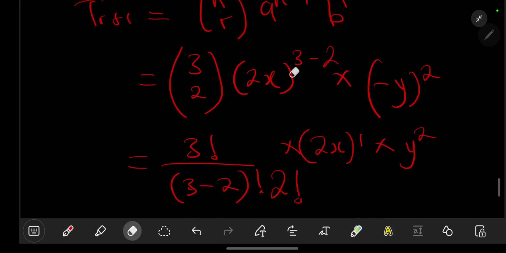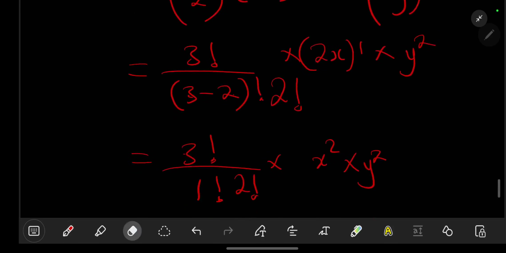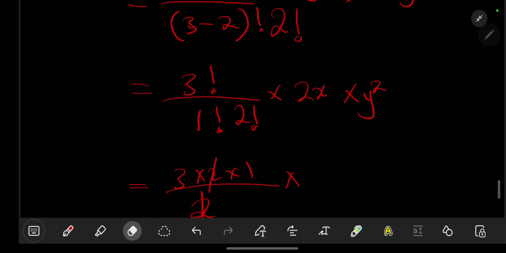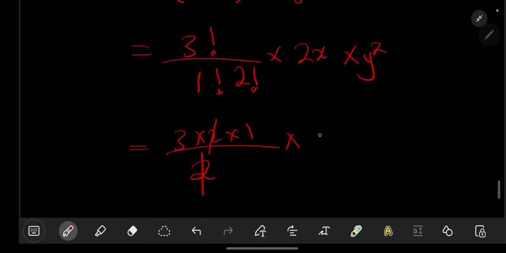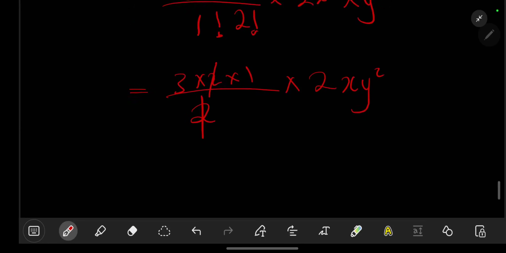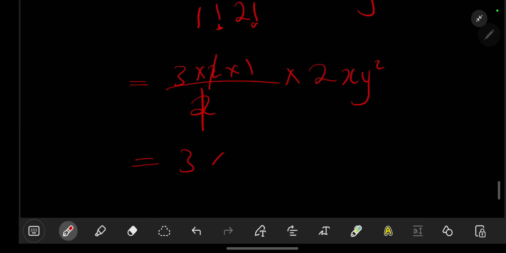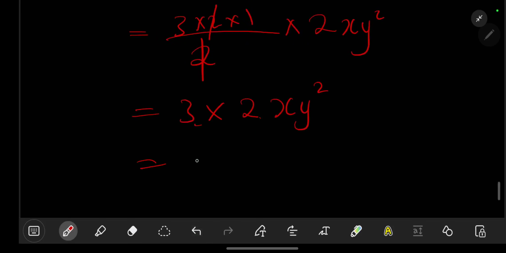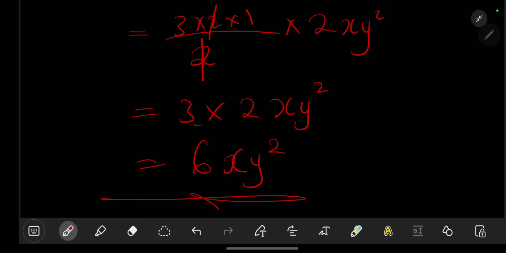If you look here, we are supposed to write 3 minus 2, it's 1. Then we have our 2x. Yeah, so everything's okay. Then what we have is times 2x, then we have y squared, because this times this, it will be 2xy squared. So we have 3 times 2xy squared, which will give us 3 times 2, it will be 6xy squared, like that. So this is how we solve that one.